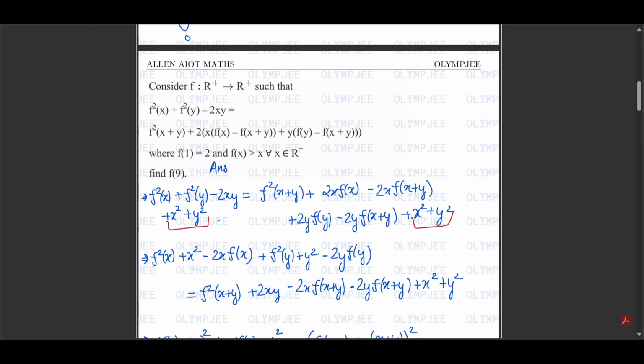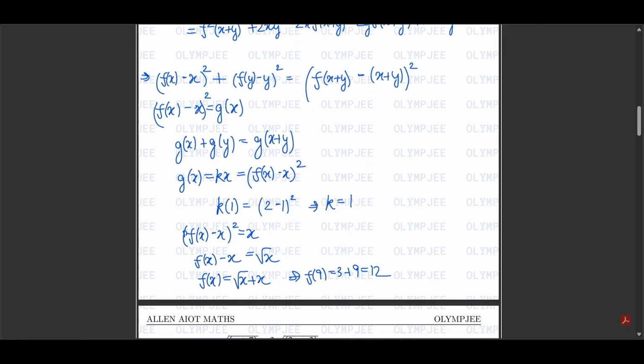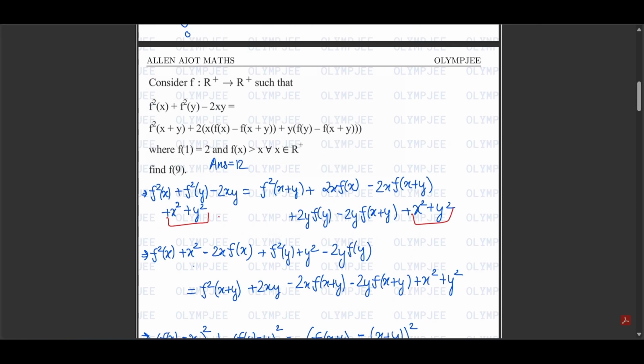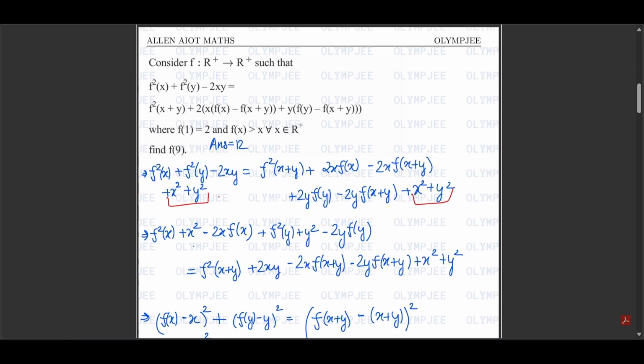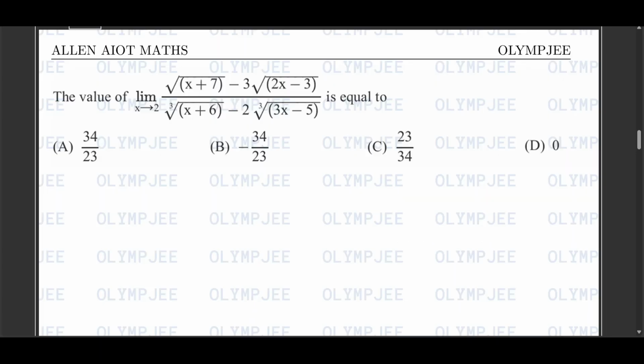So this was a moderate question from functional equations. These kinds of questions are usually found in test series, so you should practice them. Moving on to the next question. The next question is a fairly simple question from limits. The limit x tending to 2 of this expression is equal to.